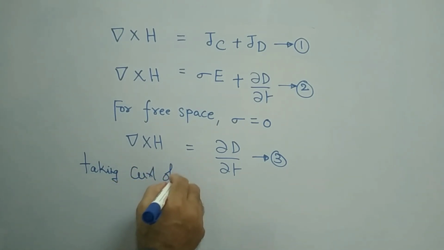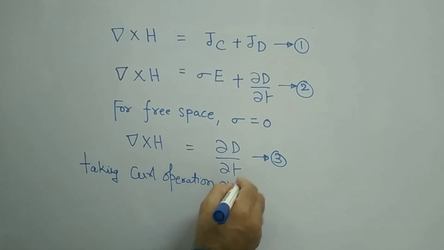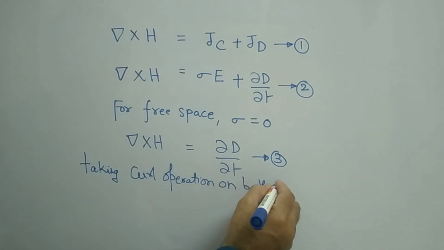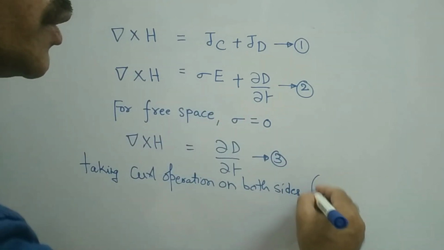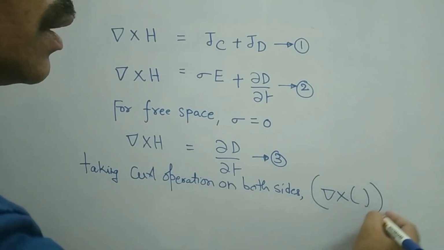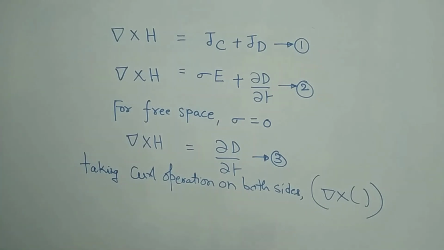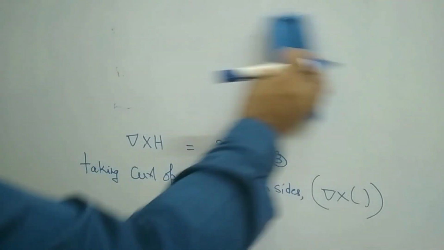Taking the curl operation on both sides, what will you get? What is the curl operation? The curl operation is nothing but del cross of something. This is called the curl operation, del cross of something. So I will write the subsequent expression here.